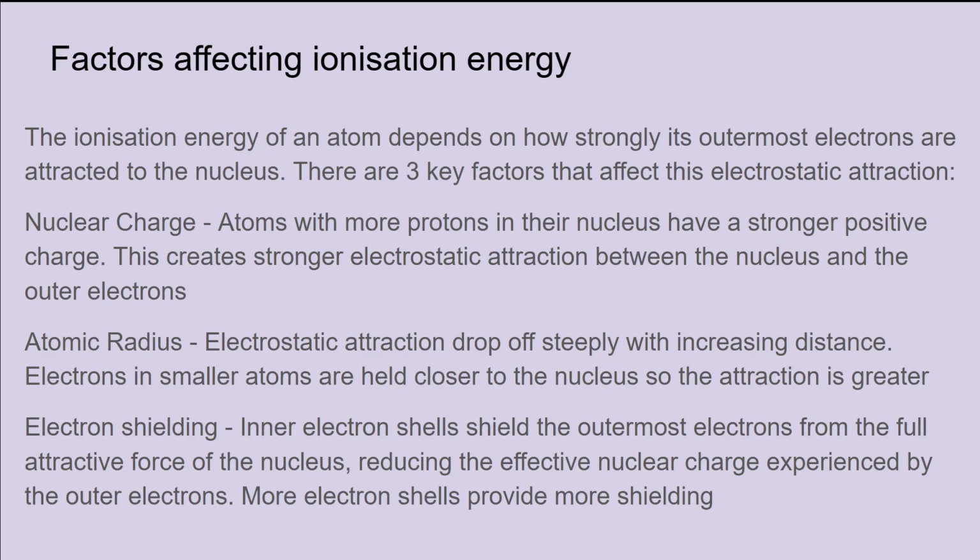And the final one is electron shielding, and this means that inner electron shells shield the outermost electrons from the full attractive force of the nucleus, and this reduces the effective nuclear charge experienced by the outer electrons. So more electron shells provide more shielding. And this links in with the atomic radius, because greater shielding means the radius is greater. Because the nucleus cannot pull in the outermost electrons as much, there's less attraction and less pull, which means the radius is greater, it's further away from the nucleus, and so it's easier to get rid of those electrons because they're not being held on as tightly.